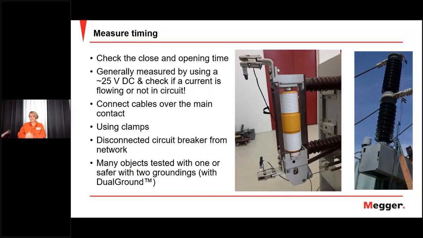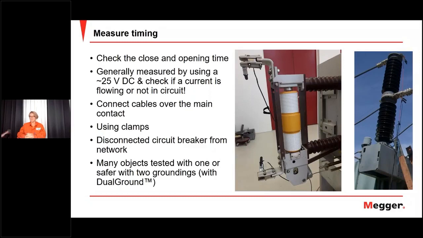Yeah, the classic way is to put about 25 volt DC over the contact and check when there is a current flowing or not. When there is no current, of course, the circuit breaker has opened. And you connect cables with clamps over the contact. And of course, when you do this, you have it disconnected from the network.